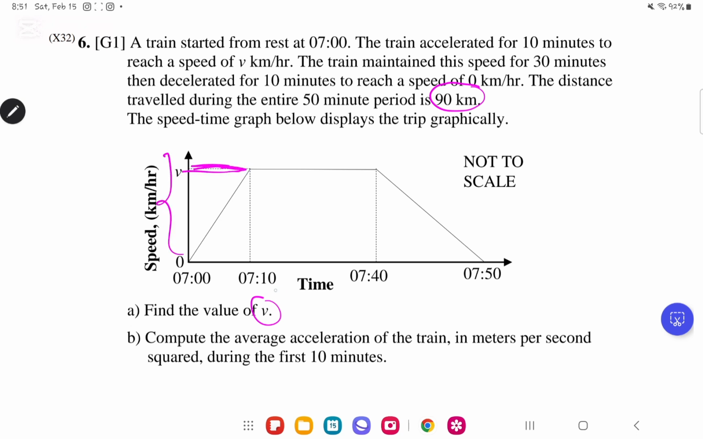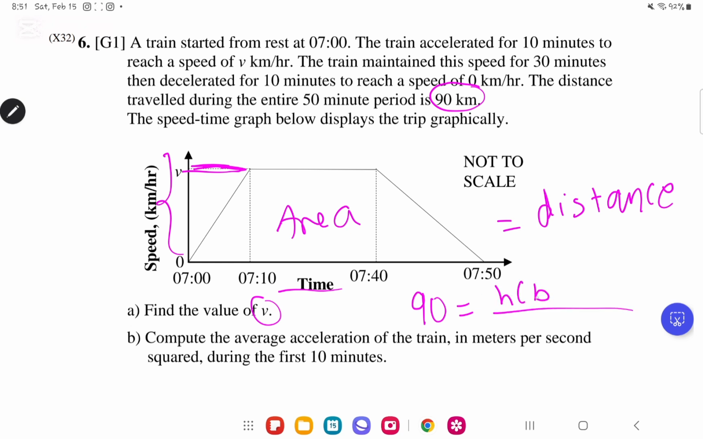Now, when dealing with a speed time graph, what we need to know is that the area of the shape of the graph is equal to what? To the distance traveled. So the distance in this case is 90 kilometers. It's equal to the area of the shape of a graph, which is a trapezoid. So the area of any trapezoid is height times base 1 plus base 2, over 2. So that means 90 is equal to the height that we need to find, v, times base 1. Base 1 is 30 minutes, which is half an hour, so times 0.5 plus base 2, which is 50 minutes.